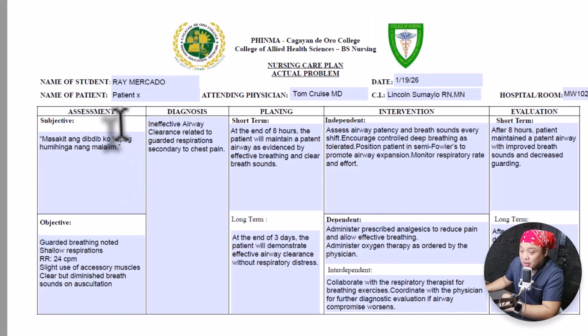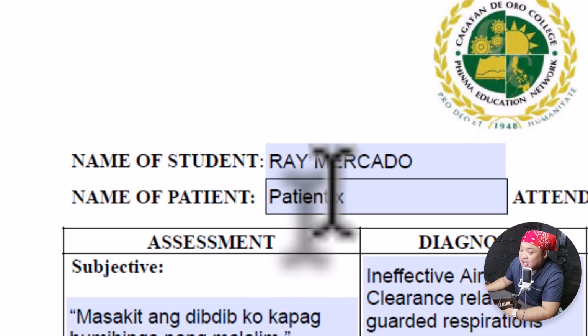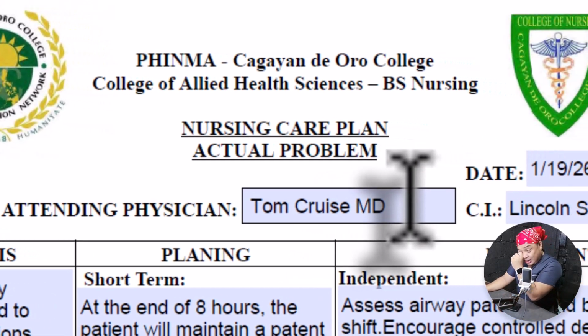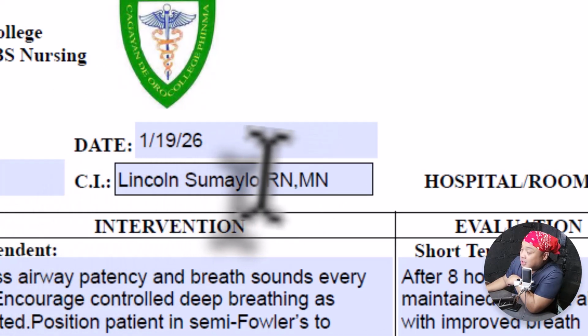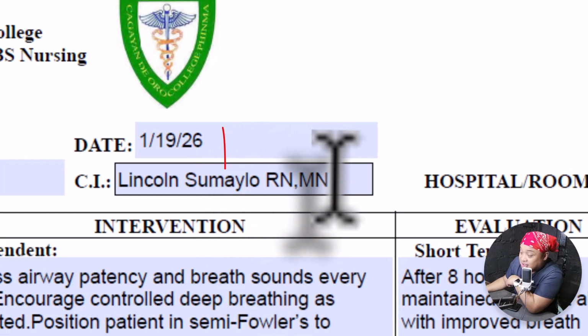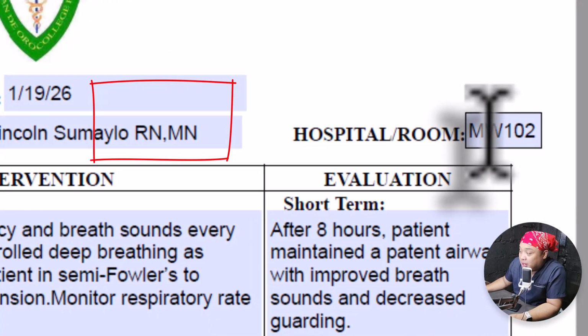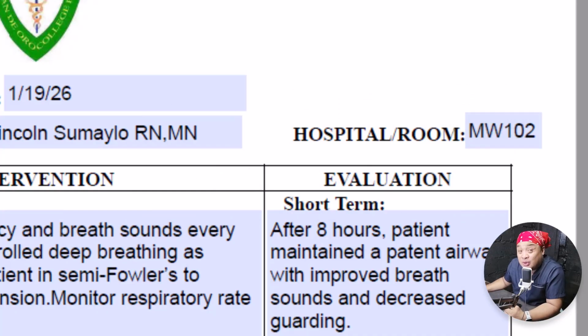So here's an example. I put the name of the student, the name of the patient. I'm going to put there Patient X, and the attending physician is going to be Tom Cruise, the doctor. And of course, our clinical instructor here is going to be Sir Lincoln Sumilo. And then the designated title and the date, we're going to place it here. And the hospital room, MW102, that means Male Ward 102. Let's talk first about the assessment.